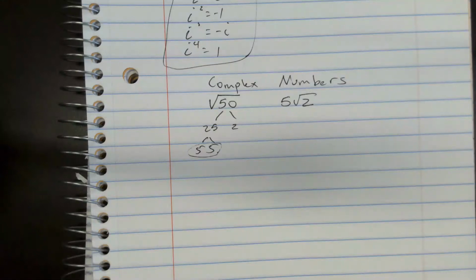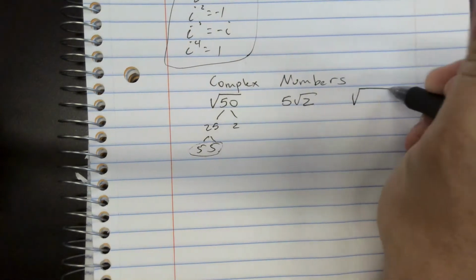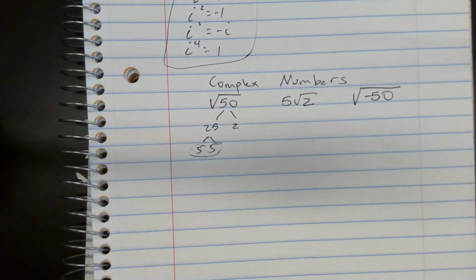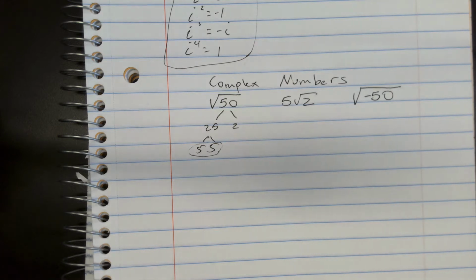Where irrational numbers come from is from right here. If we have the square root of negative 50, everyone take out your calculator and type in the square root of negative 50 and tell me what you get back. Should say error, right? The reason why it says error is because calculators can't compute complex numbers.